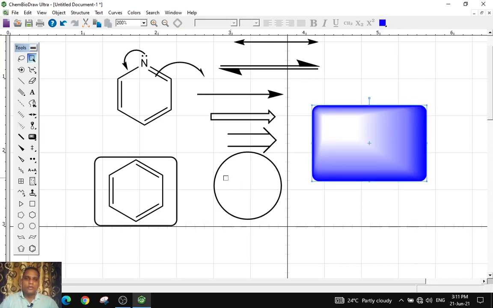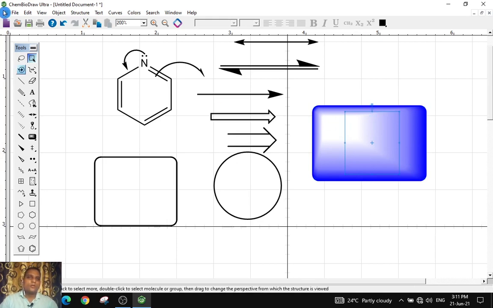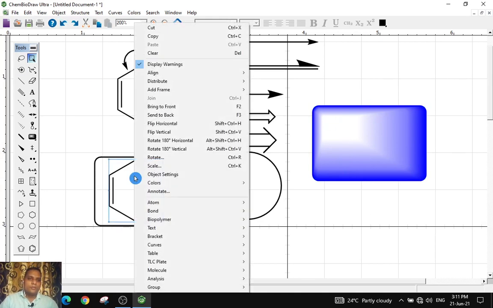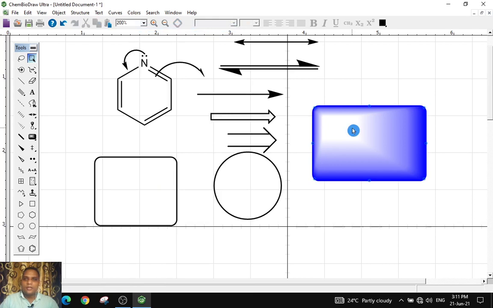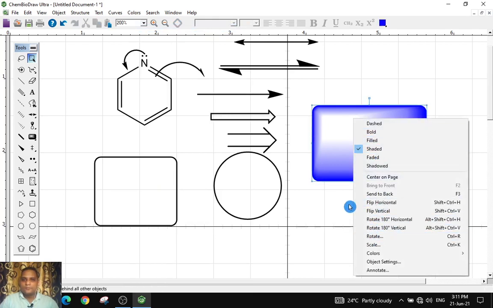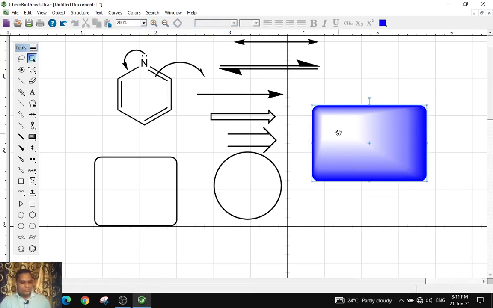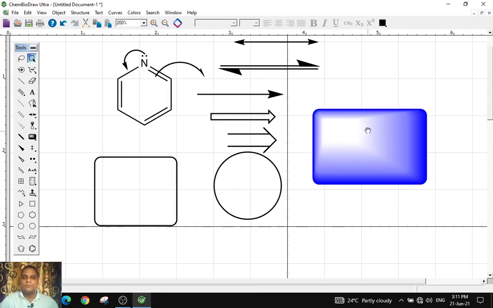This is the blue, and what you can do, you can just copy and paste to your compound there. But usually if you drag it, it will go down. So what you have to do, you have to cut it by right click, and then you have to paste it there. After pasting there, you will see this will come up. This is the reason that you have to cut and paste on the rectangle.